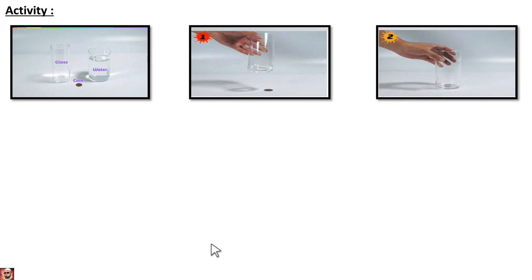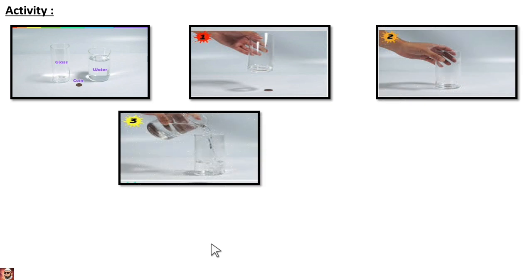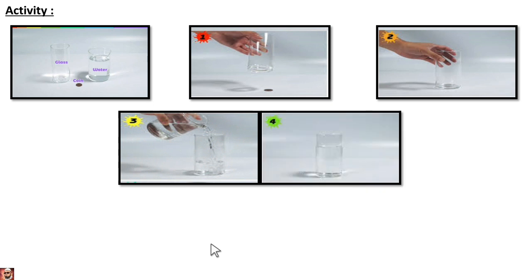To observe total internal reflection, take a transparent glass tumbler and a coin. Place a coin on a table and place a glass on the coin. Observe the coin from the side of the glass. We can see the coin. Now fill the glass with water and observe the coin from the side of the glass tumbler. Now we cannot see the coin because total internal reflection takes place.